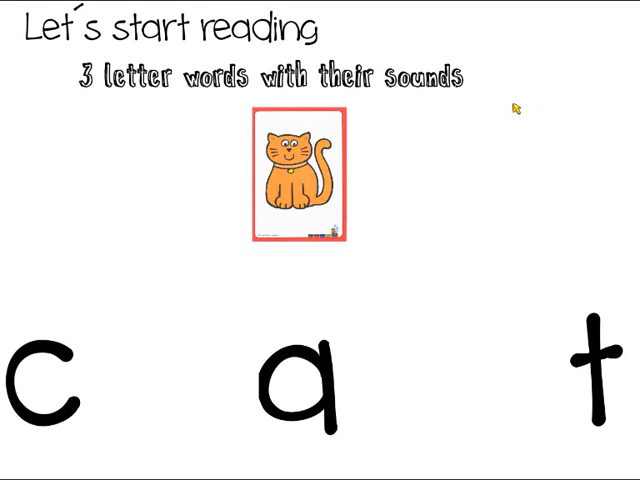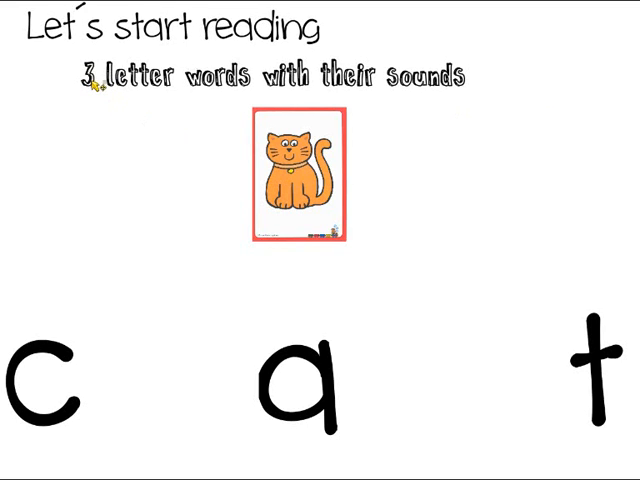Should we? Yeah. Let's start with 3-letter words. And we're going to use their sounds, okay? So, for example, what is the sound of this letter? The letter is C. This is the A, and this is the T. We don't say C-A-T to read. No, we say the sounds. K, A, T. Excellent.